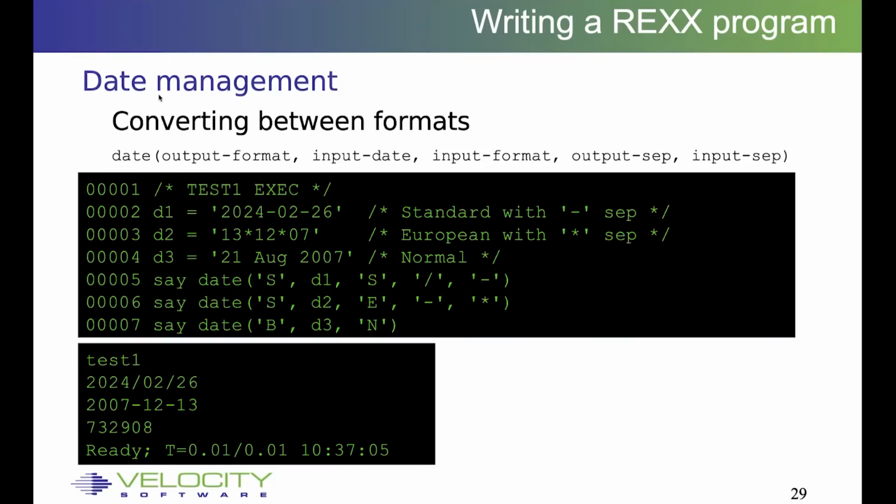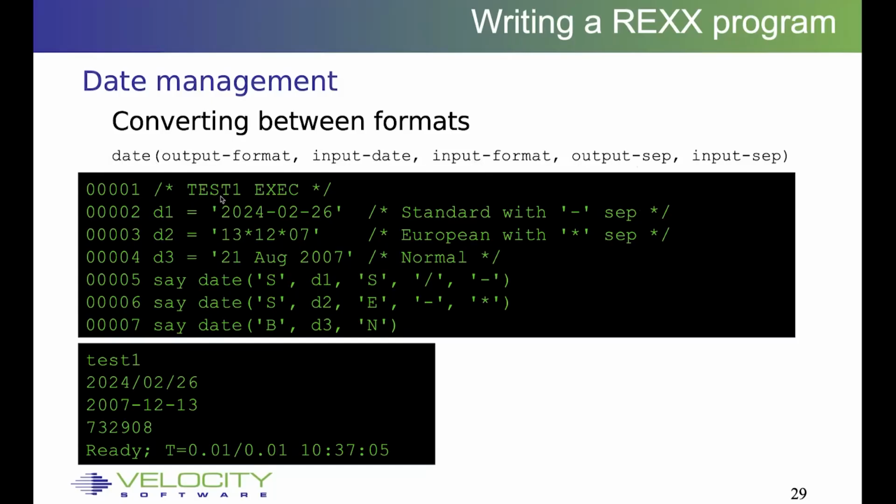So how do we convert between formats? Well, the full syntax of the date function is right here. The output format is always first, and then the input date, the input format, the output separator, and the input separator. So we can also convert between separator types, which we will show in our test program.